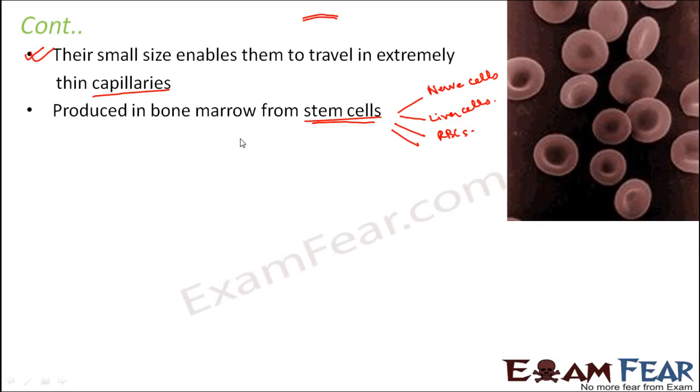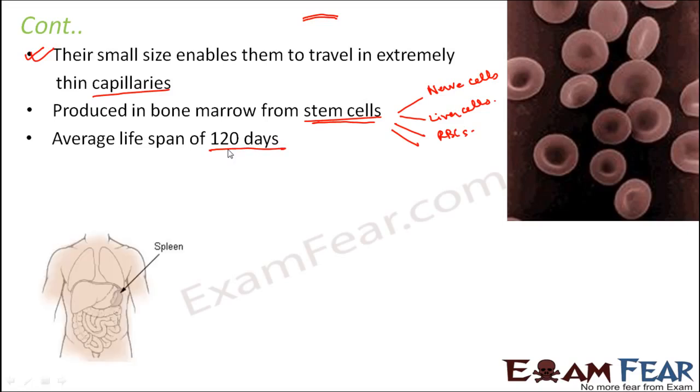Otherwise, such thin tubes, they would have not been able to move from one place to another. They have an average lifespan of 120 days. That is, they live for 120 days, after which they die, and they generally die in the spleen. So where is the spleen?